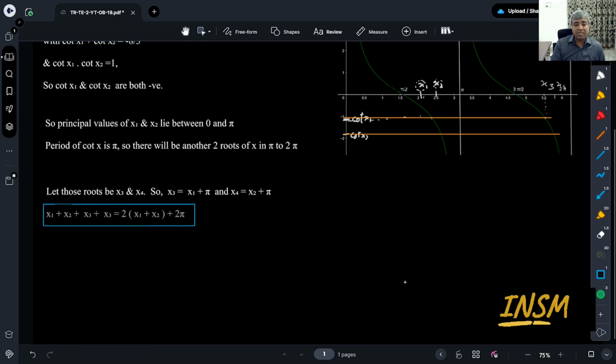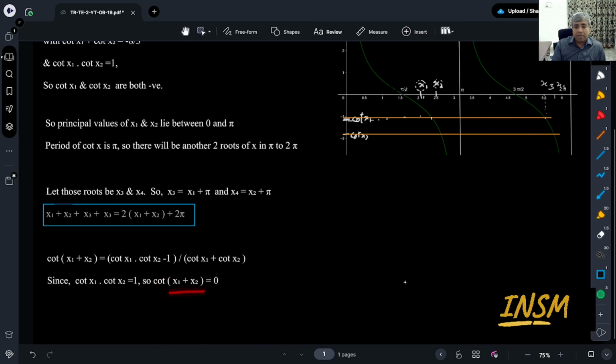Now our task is to find x1 plus x2, and this also we can find without finding cot x1 and cot x2. So how do we find x1 plus x2? From the given equation, we will try to find x1 plus x2 directly. We'll use the formula for cot of x1 plus x2, which gives cot x1 cot x2 minus 1 whole upon cot x1 plus cot x2. Now we know that cot x1 multiplied by cot x2 is 1 from the given equation. So the numerator becomes 0 and cot of x1 plus x2 comes out to be 0.